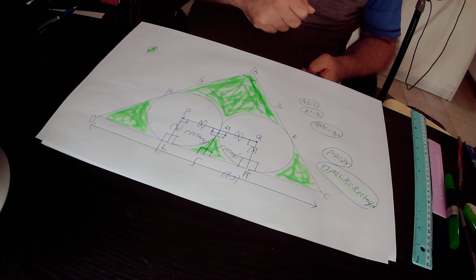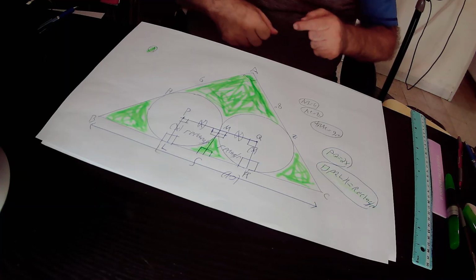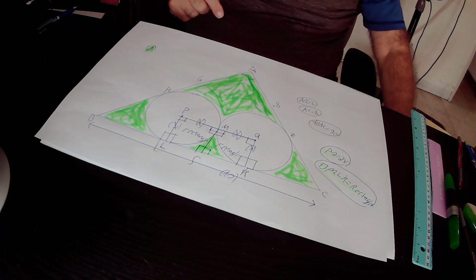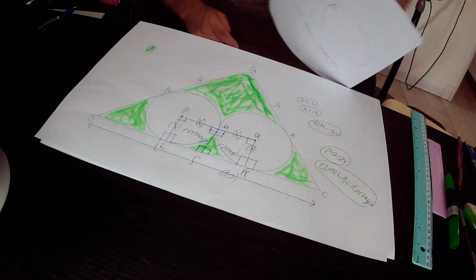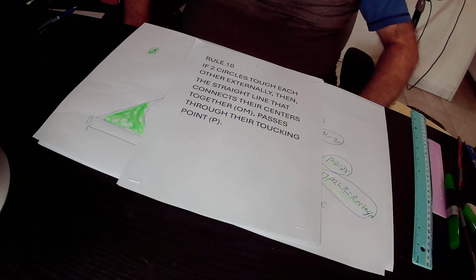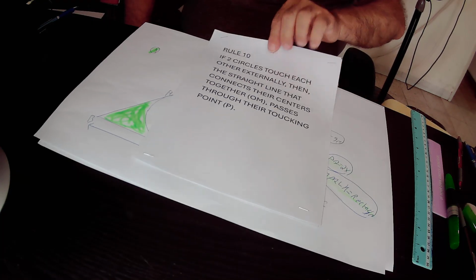We have another way to prove that PMQ is one straight line. We find that those two circles touch each other externally at point M. We can implement rule 10. According to rule 10, if two circles touch each other externally, then the straight line that connects the centers together passes through their touching point.